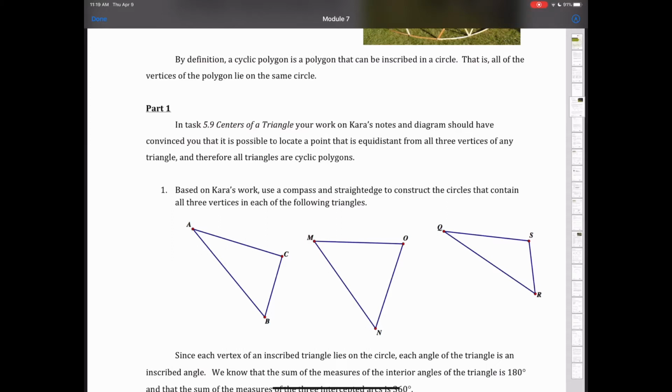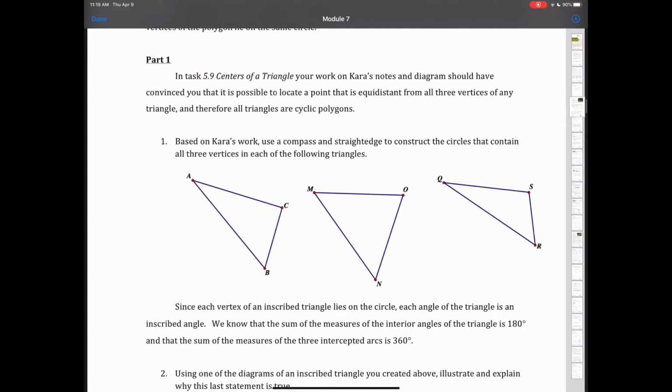Based on Kara's work, use a compass and straight edge to construct the circles that contain all 3 vertices in each of the following triangles. Now, you'll have to think about how we did that again. The way that we did that is we constructed perpendicular bisectors for the sides, and where those perpendicular bisectors coincide, that's the point we can use to draw our circle.